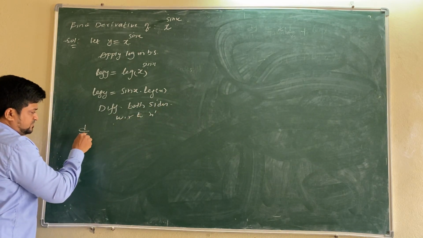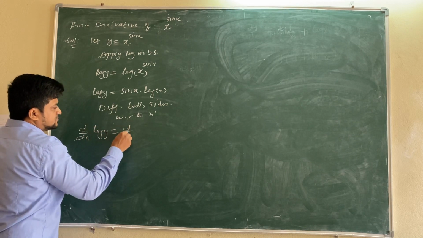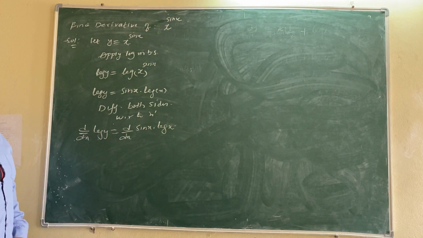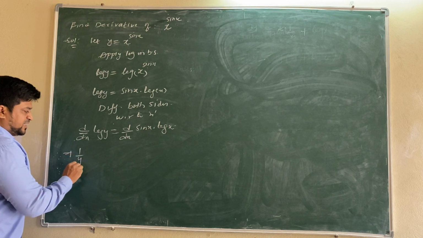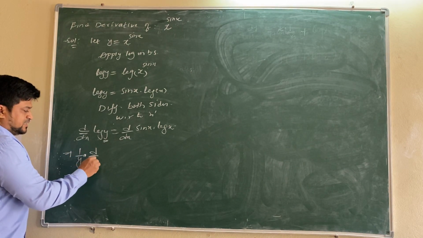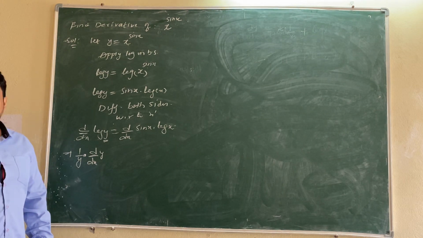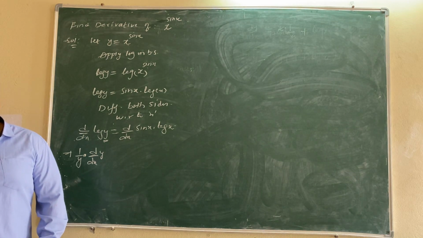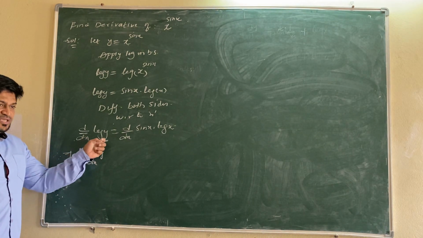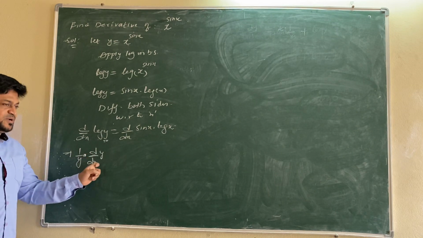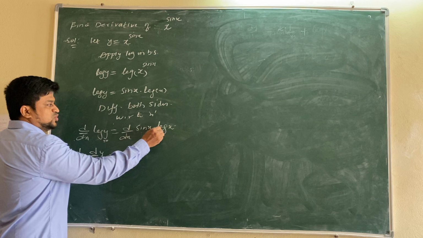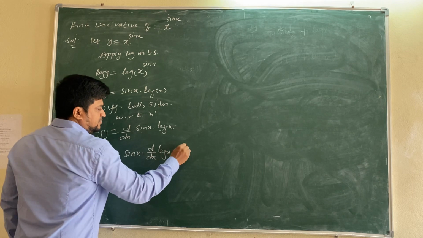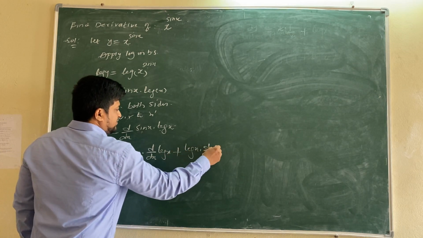So d by dx of log y. The derivative of log y is 1 by y into d by dx of y. The derivative of log x is 1 by x; we need not write 1 by x into d by dx of x, since d by dx of x is 1 anyhow. So on the left we have 1 by y d by dx of y. The right side is in UV form: U derivative of v plus v derivative of u.